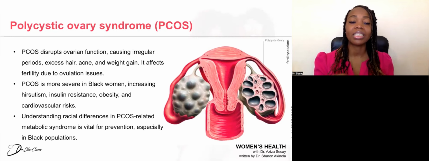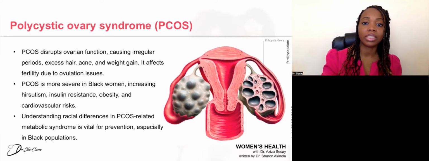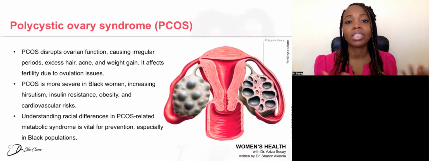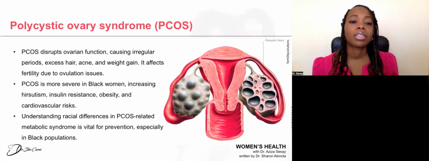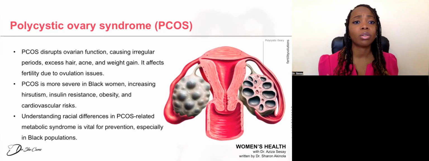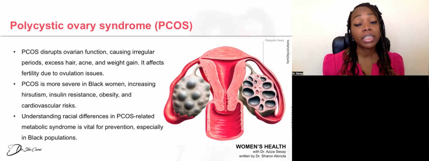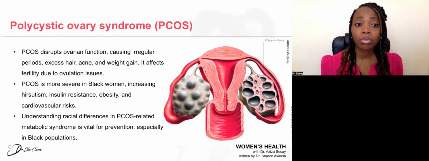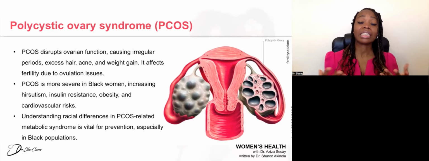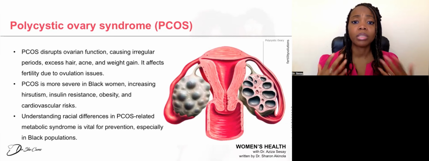So ovulation doesn't happen. Ovulation is when the egg is released. And obviously, if that happens, it's going to affect fertility. Symptoms for PCOS include irregular periods, excessive hair, acne, weight gain, and so on. It's said that PCOS is more severe in Black women. We have worsening symptoms. So hirsutism is much worse.